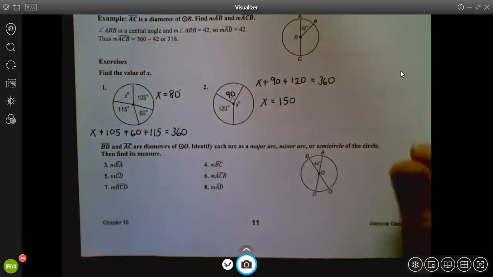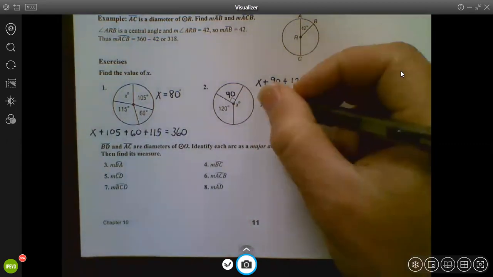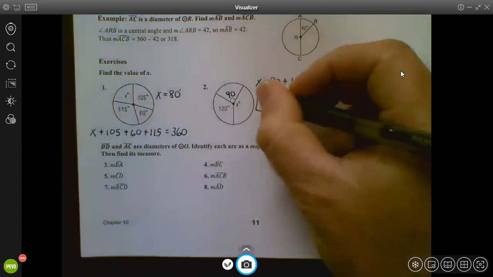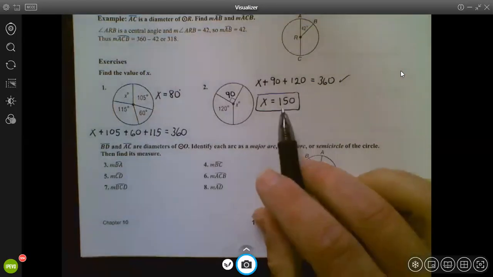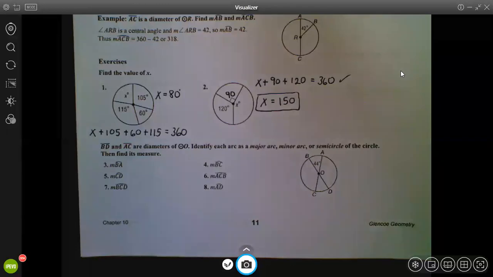Guys, when you're doing problems like this today, as always, make sure you show work. So anytime we can set up some kind of an equation and show a process for how you get your answer, we always want to make sure that we do that.